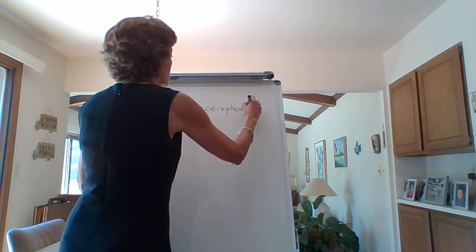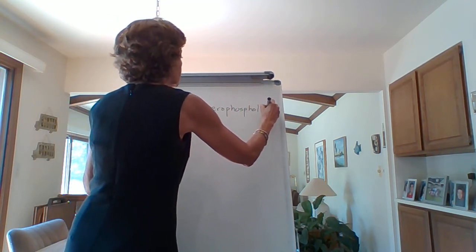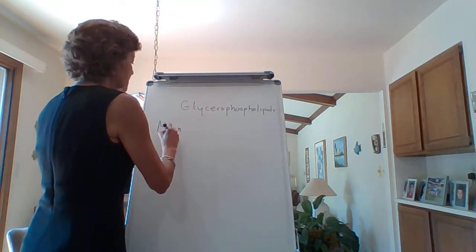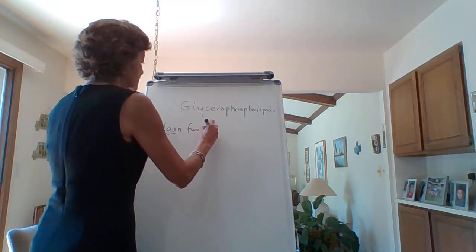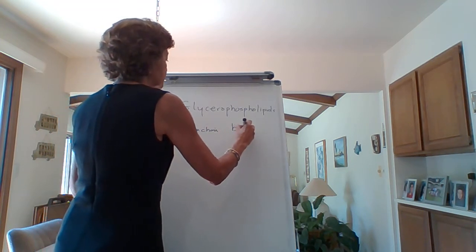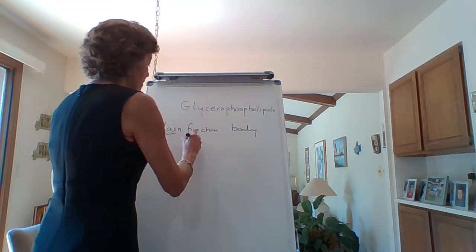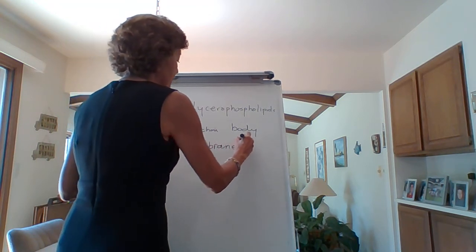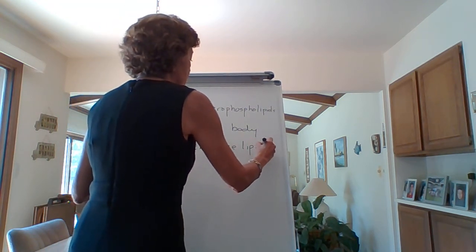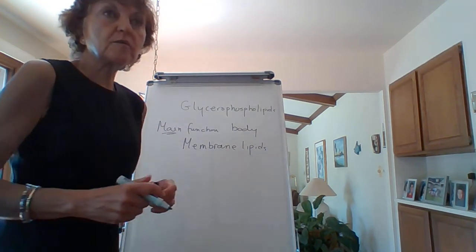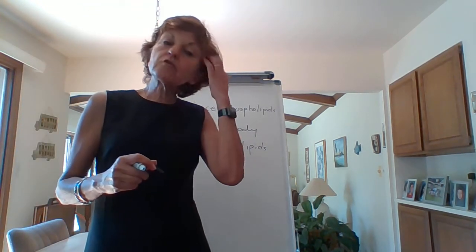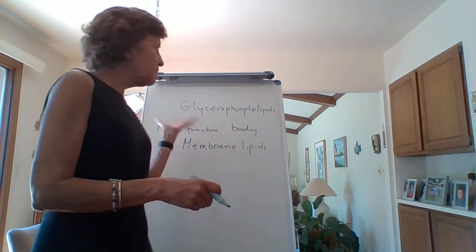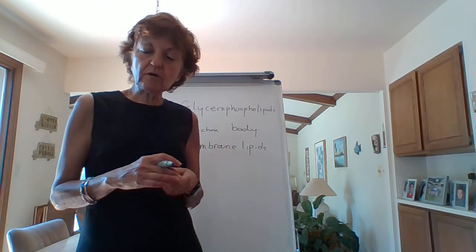Glycerophospholipids. Their main function in the body is that they are part of the membrane. They're membrane lipids, okay? Again, I mentioned this earlier, but for those of you who had a bio class, you've heard of the phospholipid bilayer of all the plasma membranes. That's what these glycerophospholipids are.